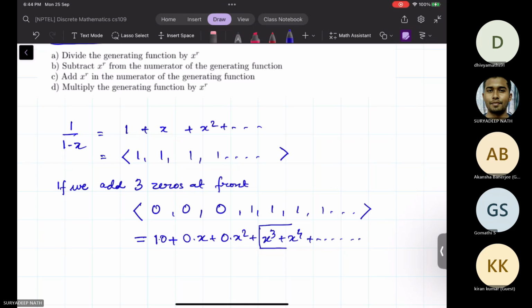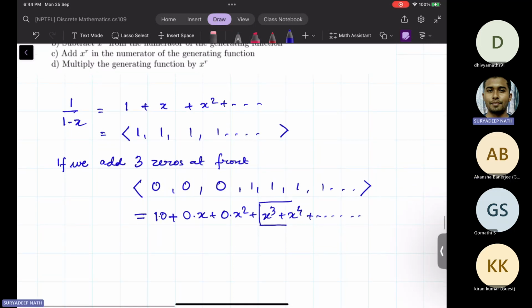So multiply by x cube. Right, so we just basically shift the sequence. Here r was 3. So if I do it like this, this is basically x³, x⁴, x⁵ and so on.